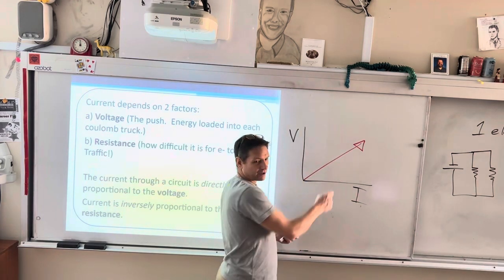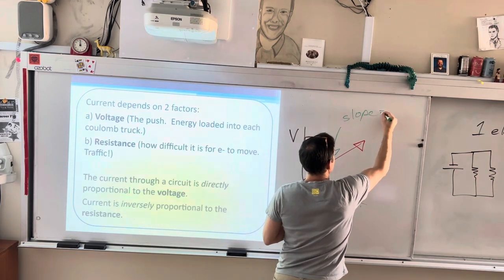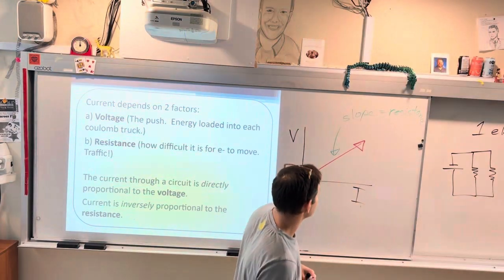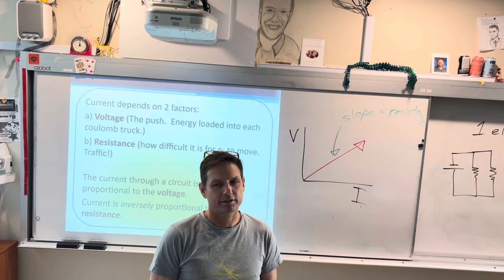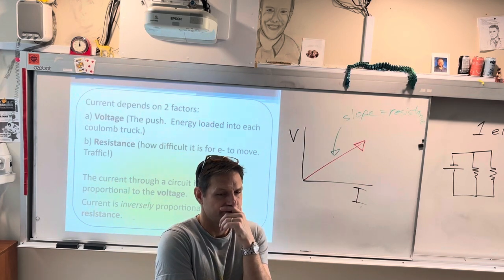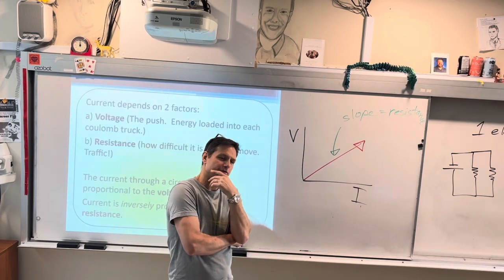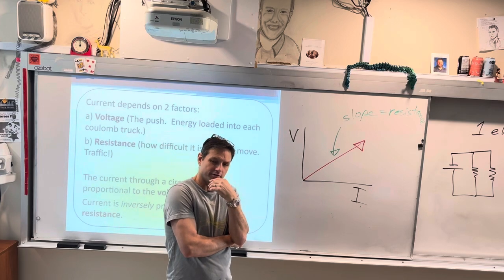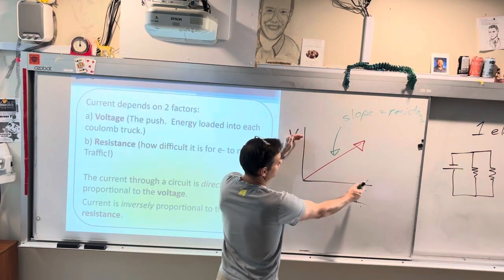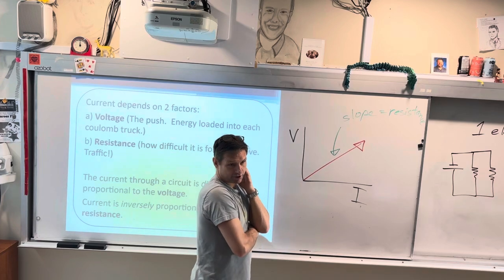What is the slope of this line? Good. Thank you, Kiana. This slope equals resistance. How would I go about changing my resistance then? What would I have to do in real life to change the resistance in a circuit? Okay, if I change the voltage, then my current will go up, but my slope is still the same. So what would you have to do to your circuit to change the resistance?